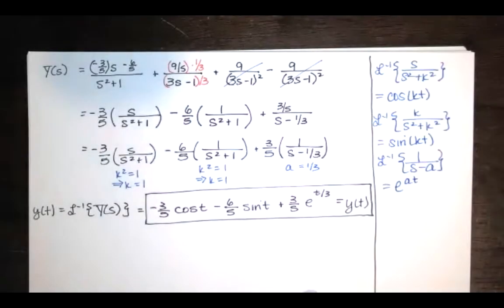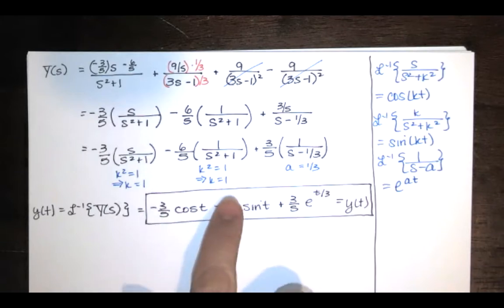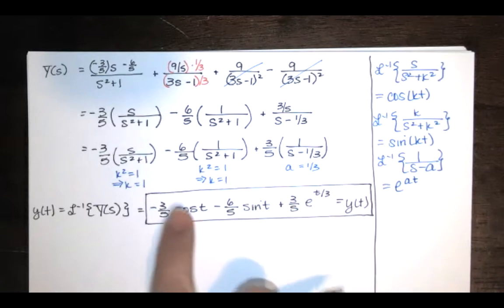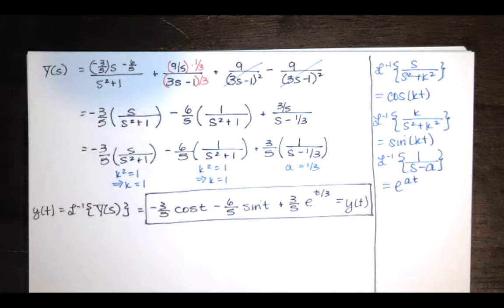Let's just check that y of 0 equals 0. At 0, cosine is 1 and sine is 0. And we have e to the 0, which is 1. So I would have -3/5 times 1 minus 6 over 5 times 0 plus 3 over 5 times 1. So I'll have -3 over 5 plus 3 over 5, which is going to be 0. So y of 0 is 0, and I'm not going to check the derivative, but you could take the derivative if you wanted to, plug in 0, and you should get -1 if we've done everything correctly.